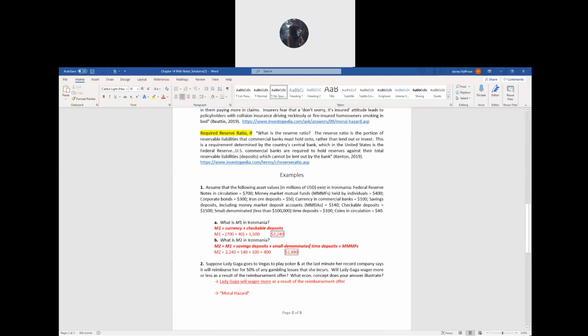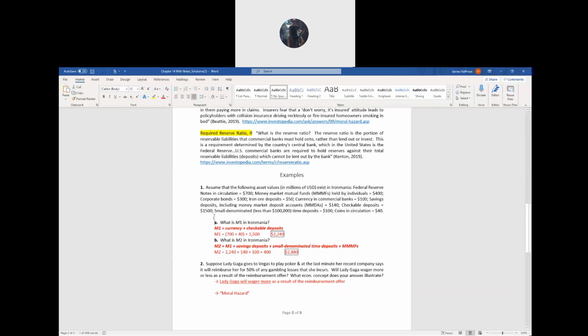Okay, number one is let's assume that the following assets in millions of dollars exist in Iron Mania. We got Federal Reserve notes in circulation, 700 million, money market mutual funds, 400 million, corporate bonds, 300 million, iron ore deposits, 50 million, currency in commercial banks, 100, savings deposits, including money market deposit accounts, 140, checkable deposits, 1,500, small time deposits, 100, and then coins in circulation, 40. And those are all in millions.